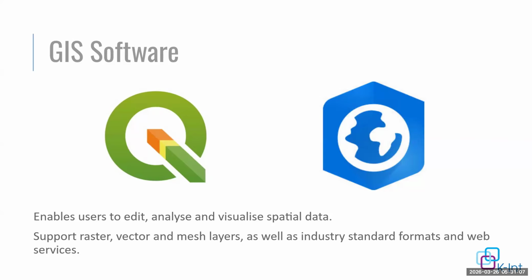You can create raster layers, so that could be images, satellite imagery, base maps, that sort of thing. You can use vectors, so your standard points, polygons, lines, multi-polygons, that sort of thing. And then also mesh layers if you're interested in maybe doing 3D mapping. Both support industry standard formats, things like shapefiles, GeoPackages, database connections, the whole lot, and web services. So WMS, WMTS, all of those nice ones.